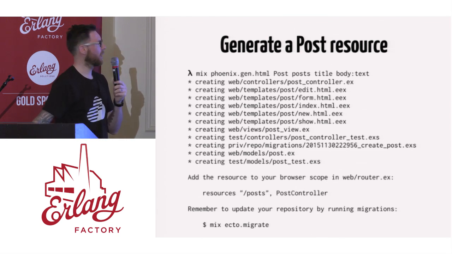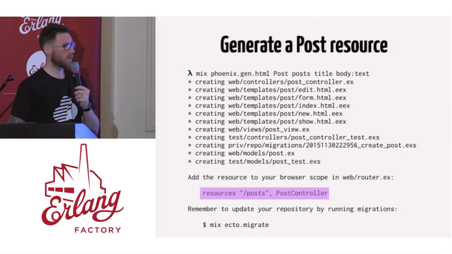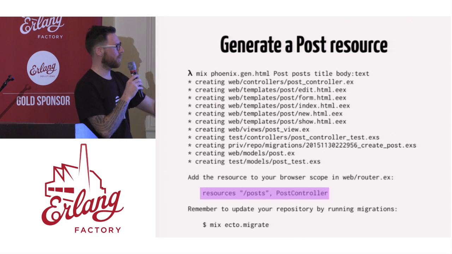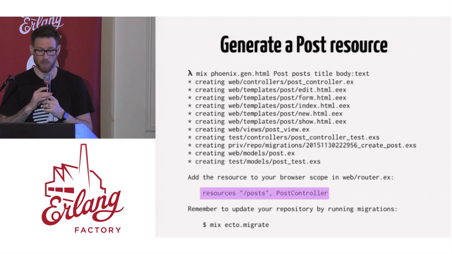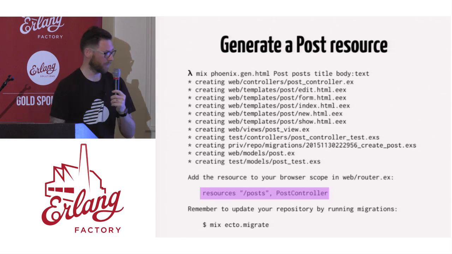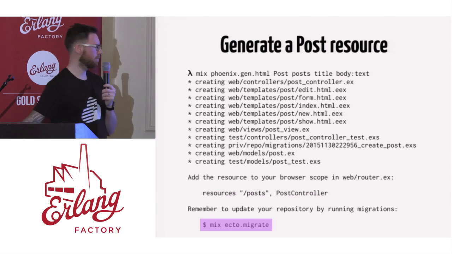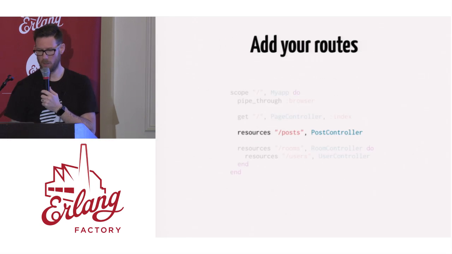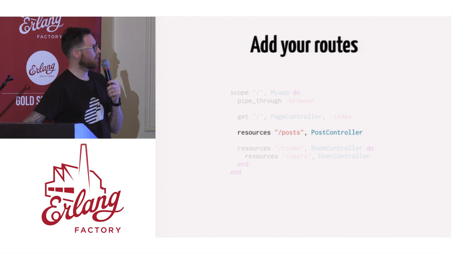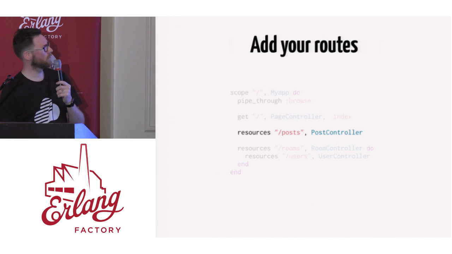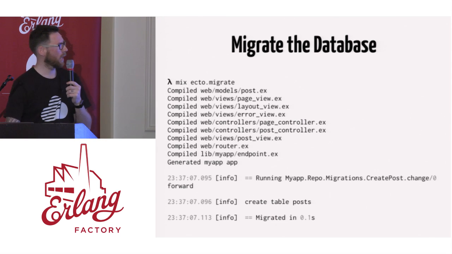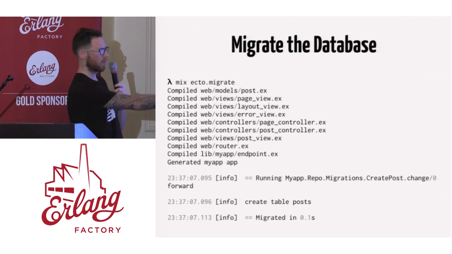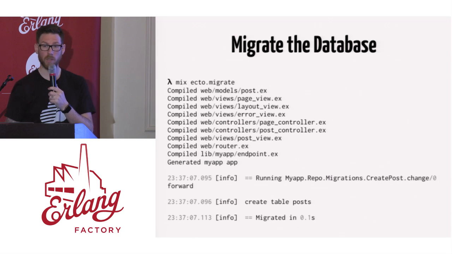And that will then generate all the files for you and give you some instructions at the bottom to proceed. So it just says, hey, stick this in your router, and then go ahead and migrate your database. So we stick that in the router, and we run mix ecto.migrate, and that ends up creating the table in the database.